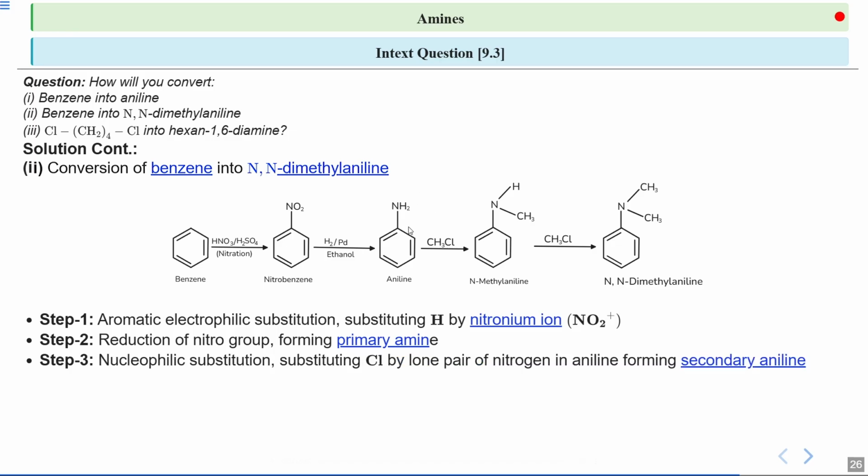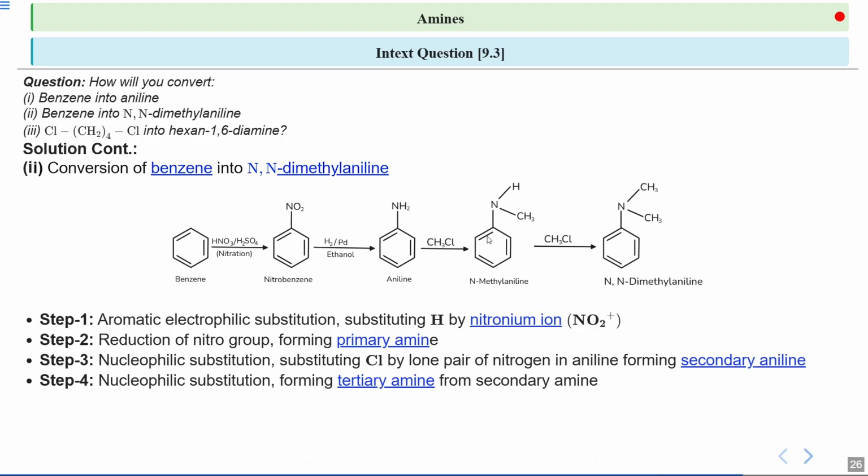Next step is nucleophilic substitution, where a chlorine atom is replaced by the nitrogen from the aniline. You will see over here that this nitrogen on this aniline replaces the chlorine atom from CH3Cl. So we get N-methyl-aniline, that is, to this nitrogen one hydrogen and one CH3 group is attached, and it forms a secondary amine. Secondary because this nitrogen is connected to one hydrogen and two carbons.